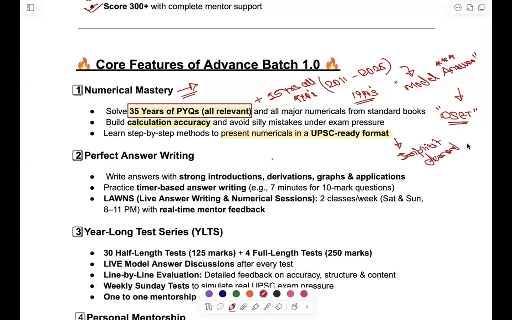Implicit demand of derivations. We do have this thing. So we have to understand all these things. Next, perfect answer writing. ये ज़्यादा हो गया है ना?